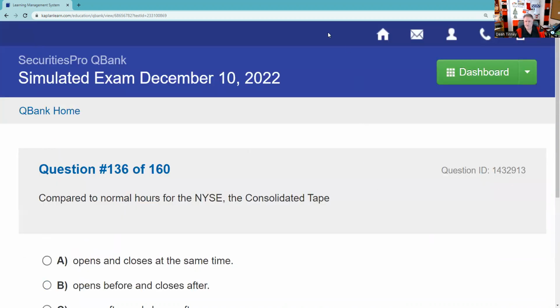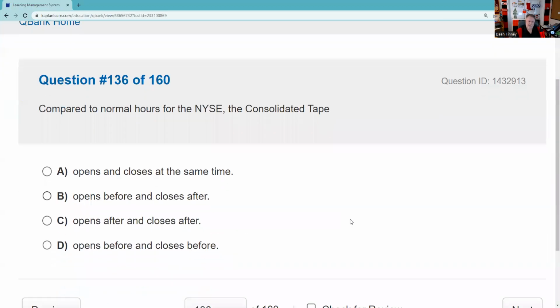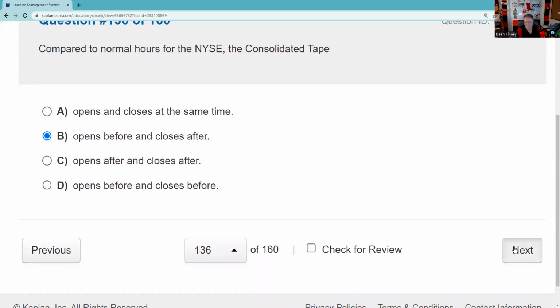Question 136. Compared to normal hours for the New York Stock Exchange, the consolidated tape opens before and closes after. Opens before and closes after. B.